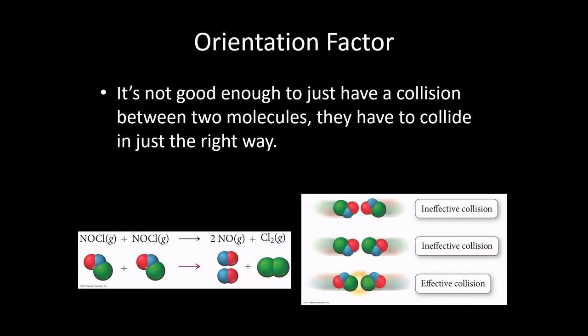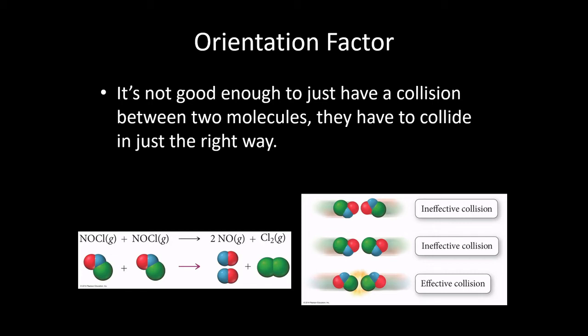There's two big reasons. Reason number one is, even if you get two molecules to bump into each other, and there is a potential for a reaction to occur between those two molecules, they have to bump into each other in just the right way. So not only do you have to have two molecules where they could react, but they have to hit in just the right way so that they can react.